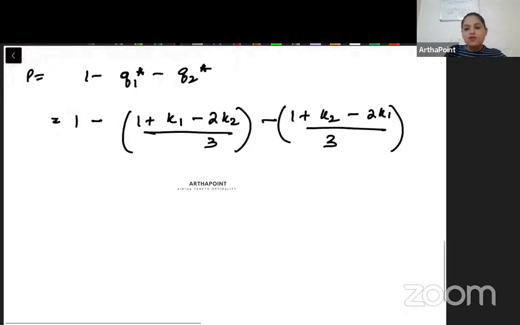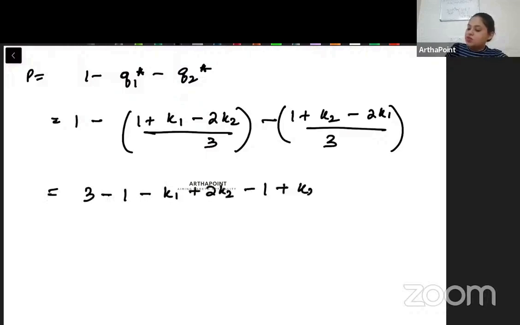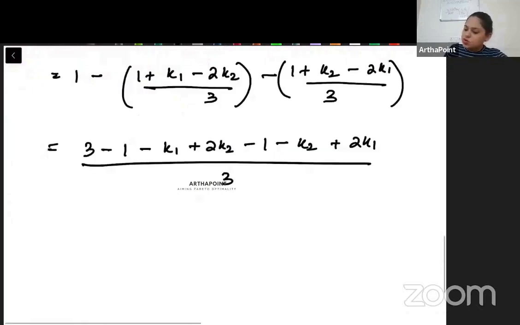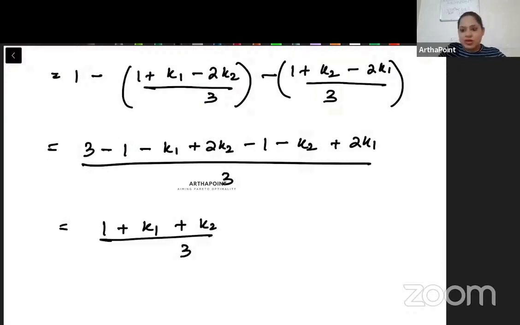So if I were to solve the price, this will come down to 3 minus 1 minus K2 plus 2K1 minus 1 minus K1 plus 2K2 by 3, right? This is what the price is going to be. So it is going to be (1 plus K1 plus K2) by 3. This is your price.